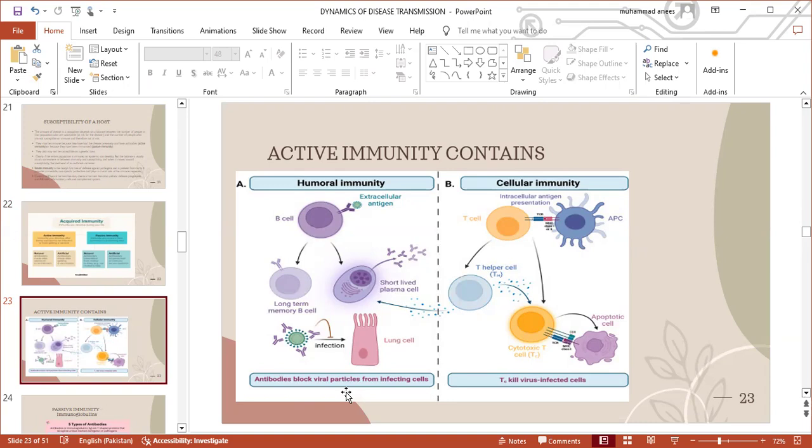In the case of cellular immunity, the T cells, which are the T helper cells, are involved in interacting with the foreign antigen, and they combine with it. And the cytotoxic T cells are important in the apoptosis of cells. So the T cells are mediating the cellular immunity, which is further contributing to the active immunity of an individual.